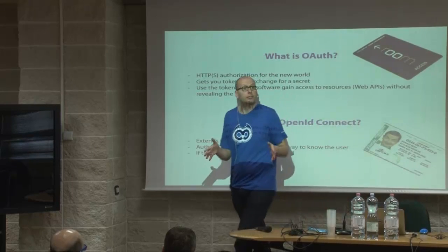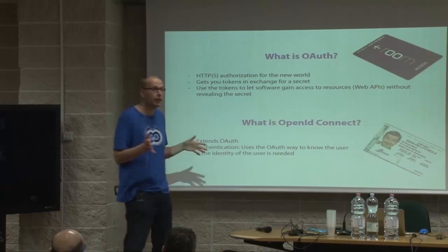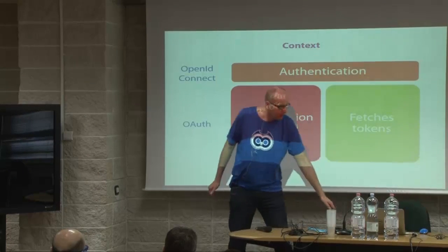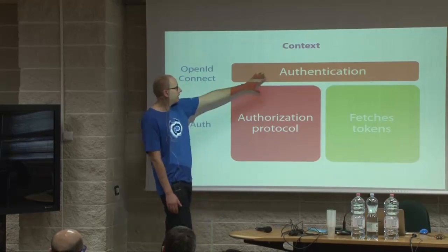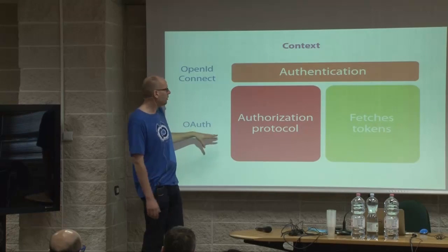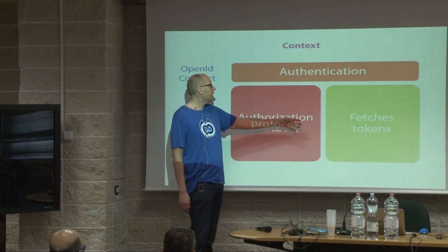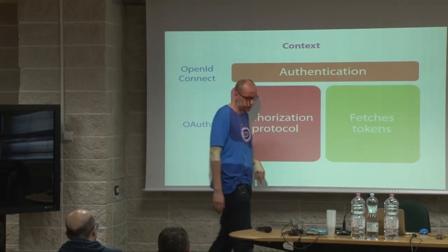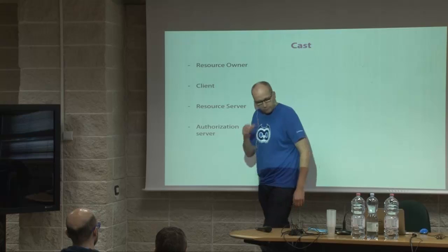So is this clear? What the difference is between OAuth and OpenID Connect? Any questions so far? Okay. So here's the graphical representation. OpenID Connect is on top of OAuth. OAuth is about authorization, what a user can do. It fetches tokens, and OpenID Connect also fetches tokens, but it adds authentication.